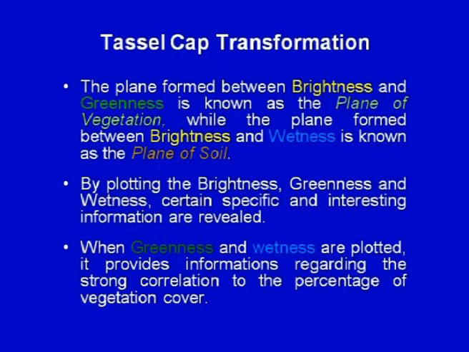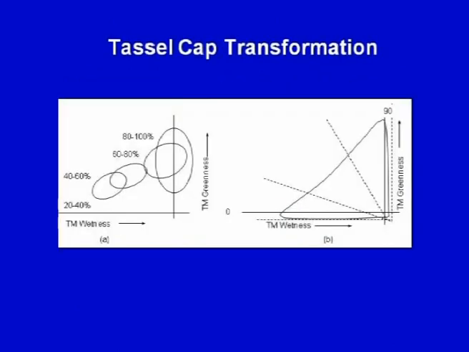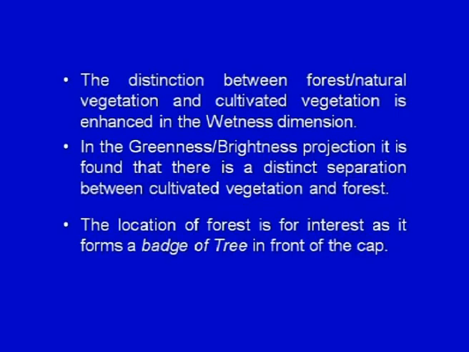When greenness and wetness are plotted, they provide information regarding the strong correlation with the percentage of vegetation cover. This can be seen in the next figure, wherein as the data move from wetness to greenness, it is an indication of the amount of vegetation present. The distinction between forest or natural vegetation and cultivated vegetation is enhanced in the wetness dimension. In the greenness-brightness projection, there is a distinct separation between cultivated vegetation and forest. The location of forest is of interest as it forms a badge of tree in front of the cap.